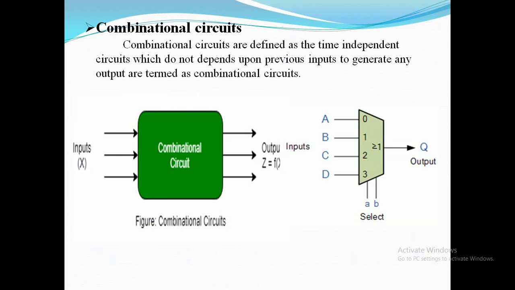Combinational circuits are defined as time independent circuits which do not depend upon previous states or previous inputs to generate any output. This is called a combinational circuit. From the given inputs we get the output by using the combinational circuit. Already we learned in mux and demux, where we use different select lines.